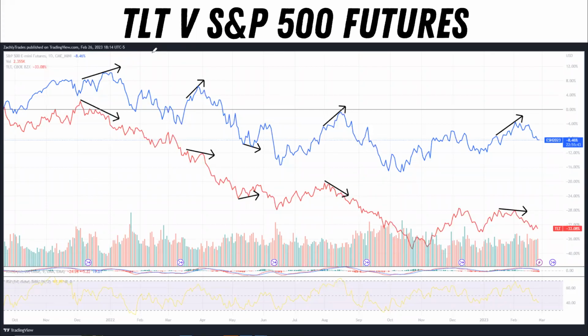As always, we're going to go over a few charts and take a look at some of the data driving the prices behind TLT as well as the stock market.